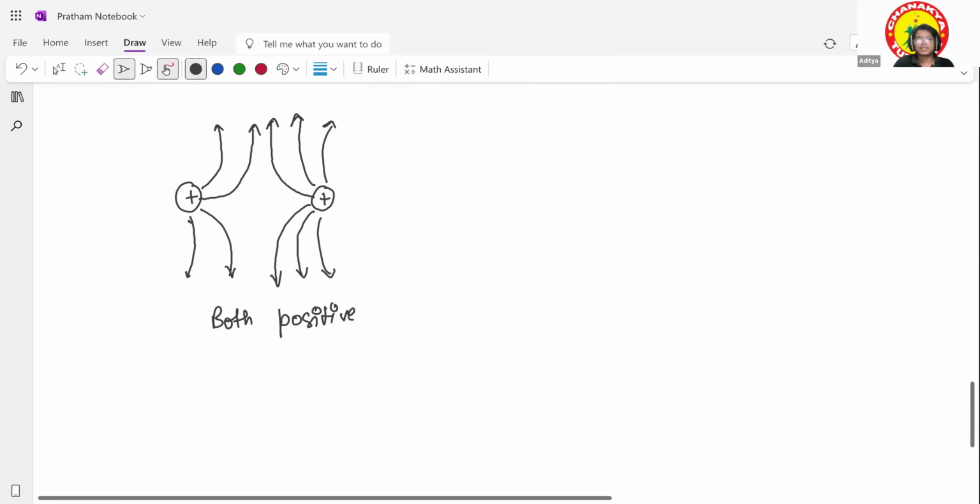Another condition. Okay, let's not put too many conditions, because the next one will be like one is greater, one is smaller. If one is greater, what will happen? It will have many electric field lines closer to it, and if one is smaller, it will have a lesser electric field line density. This is what we are going to observe. Nothing more than that.